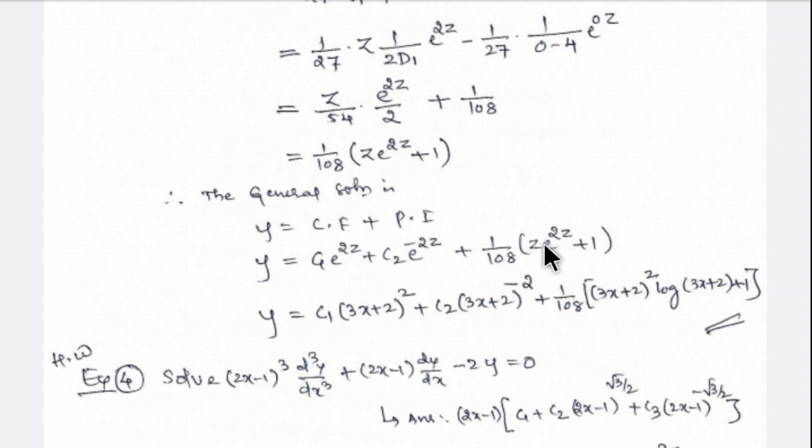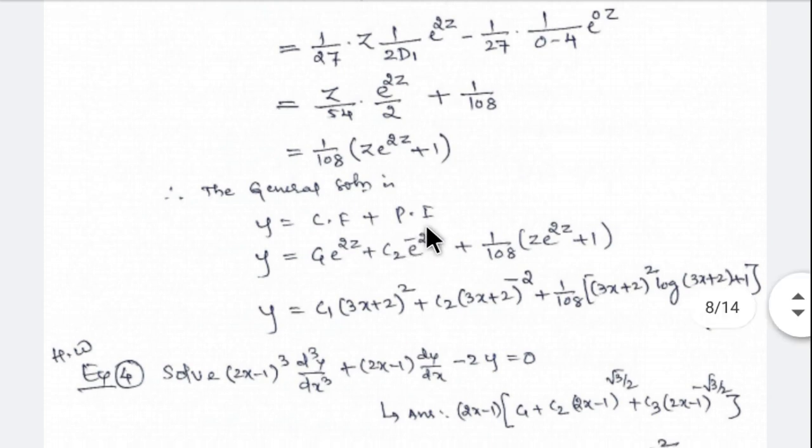That is e^(2z), that is (e^z) squared, that is (3x + 2) whole square. Z is replaced by log of (3x + 2). In the place of z you have to write log of (3x + 2), plus 1. So this is the required general solution of the given equation.